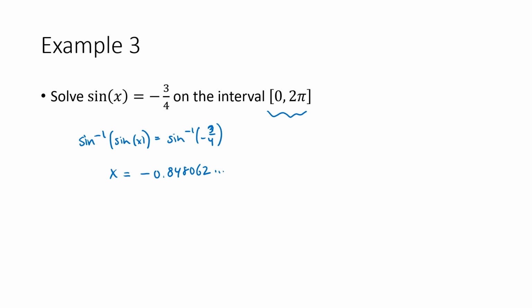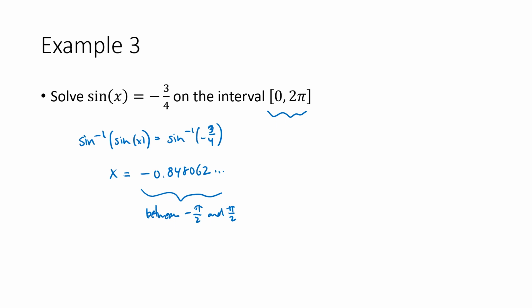Okay, what we know about the inverse sine function is that the values that we get out of the inverse sine function always lie between negative pi over 2 and pi over 2. That was part of what we did when we defined the inverse sine function, was we restricted the sine domain to be negative pi over 2 to pi over 2. So this value, negative 0.848, is between negative pi over 2 and pi over 2.